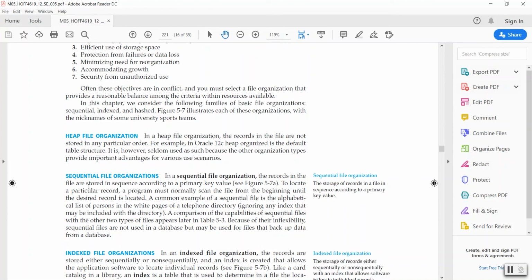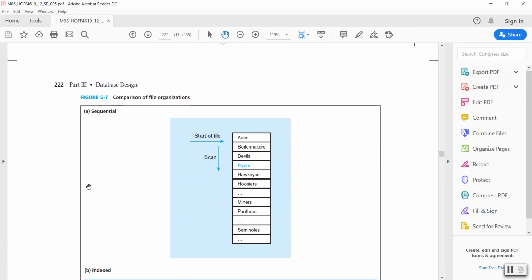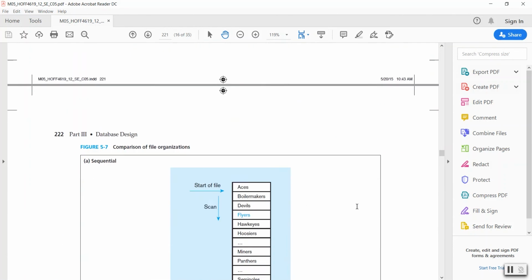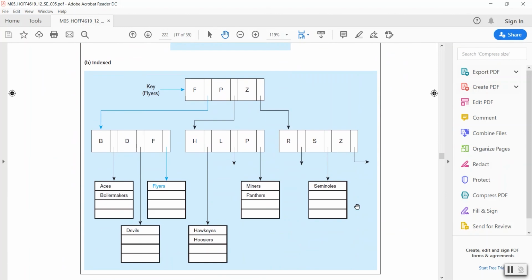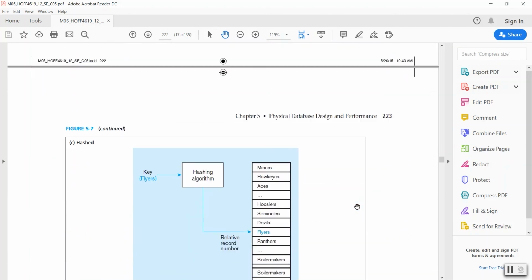Another one is a sequential file. In a sequential file, things are physically stored sequentially. So if I wanted to find Seminoles, what would I have to do? I'd have to start at the beginning and read Aces, Boilermaker, Devils until I get to Seminoles. Well, that's not a very efficient file structure. And then there are index file structures, so that's a possibility. And then again, there's the hash file structure.